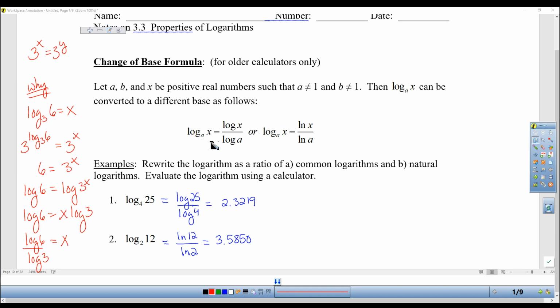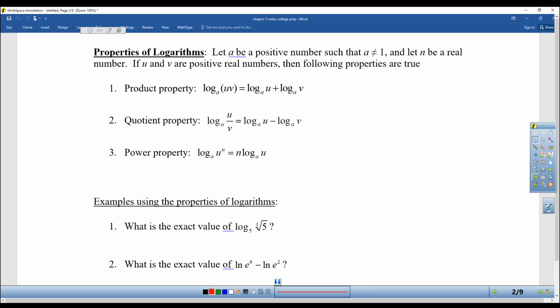So the reason I still teach it, even if your calculator is capable of doing it, is because this is how your book will express the answers in section 3.4. And I don't want you to be wondering what they're doing. All right, so let's move on to the bulk of the section, which is properties of logarithms. Here's the one that I just used a minute ago.